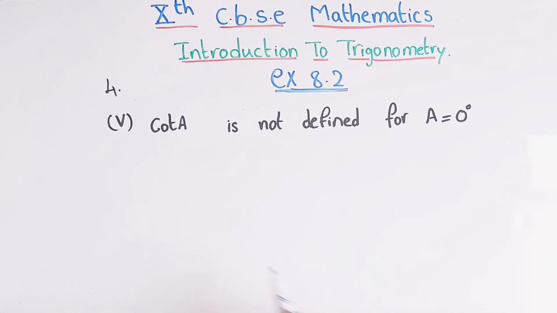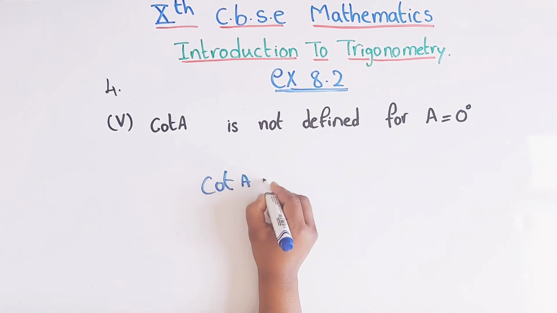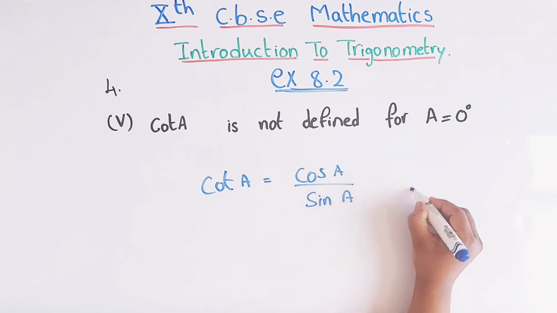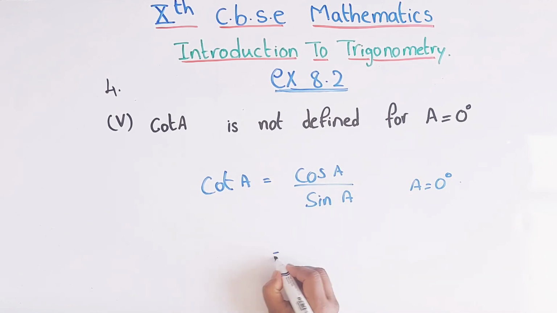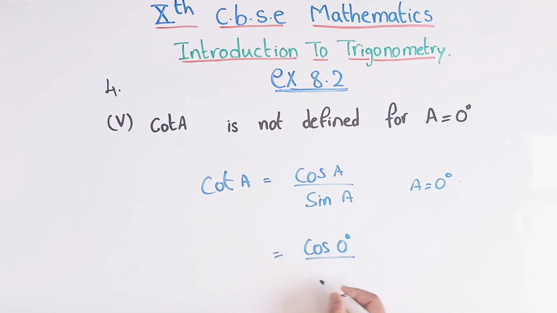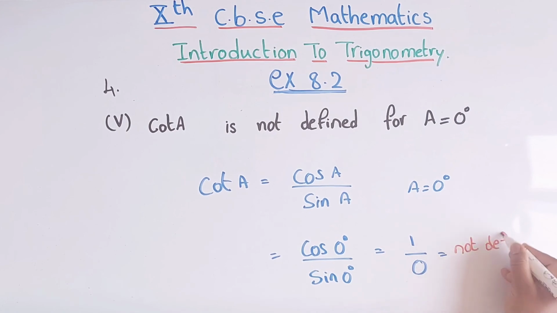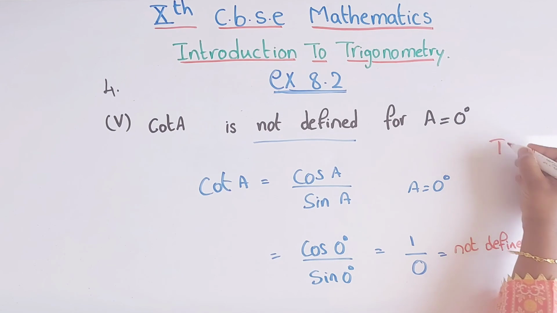Now fifth statement, children, cot A is not defined for A equal to 0. A equal to 0 degrees, children. What is the cot A formula? It is equal to cos A divided by sin A, right? Now we will check A with 0 degrees. So cos 0 degrees divided by sin 0 degrees. Cos 0 degrees equals 1, divided by sin 0 degrees, which equals 0. What is 1 by 0, children? It is not defined. Now see our statement: cot A is not defined for A equal to 0 degrees. That means that statement is true.